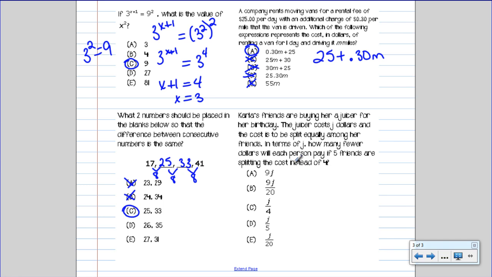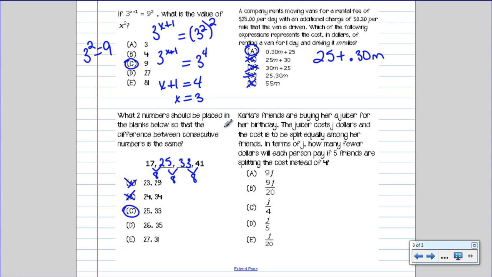So the last one: Carla's friends are buying her a juicer for her birthday. The juicer costs J dollars, and the cost is to be split equally among her friends. In terms of J, which means J needs to be in my answer, how many fewer dollars will each person pay if 5 friends are splitting the cost instead of 4? The easiest way to do this problem is to use one of those strategies from the beginning, and we're just going to make up numbers like we did with that consecutive integer problem at the very beginning.